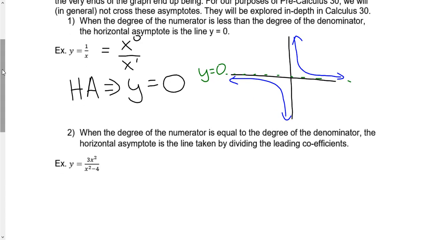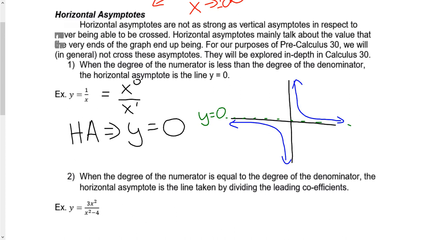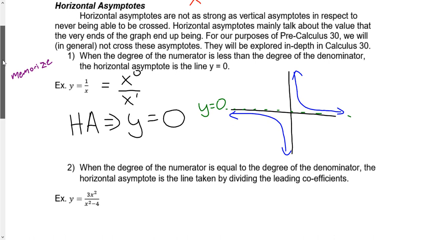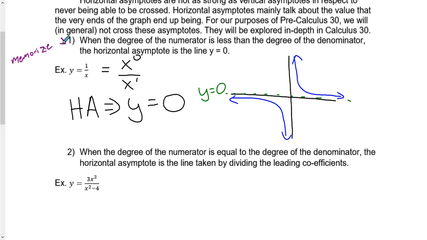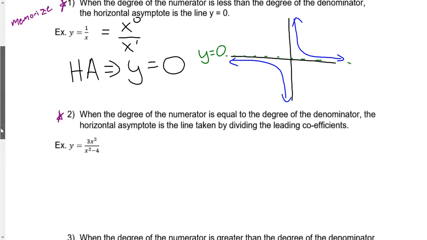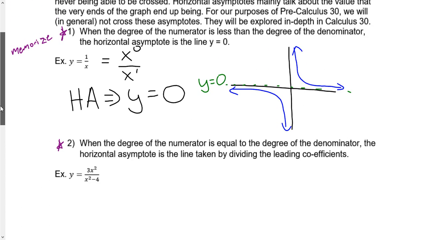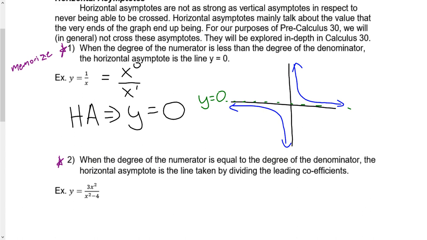The first rule, and yes, what I did neglect to say is you do have to memorize these rules. Traditionally, I only do a lot of quizzing on 1 and 2, but you still will have to know what 3 is. So the first rule is when the degree of the numerator is less than the degree of the denominator, the horizontal asymptote will be the line y equals 0.